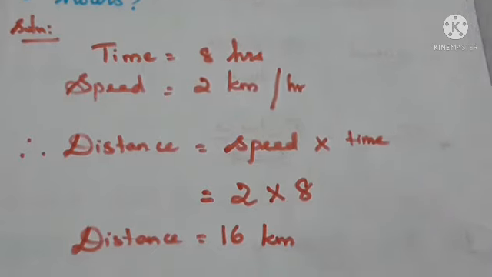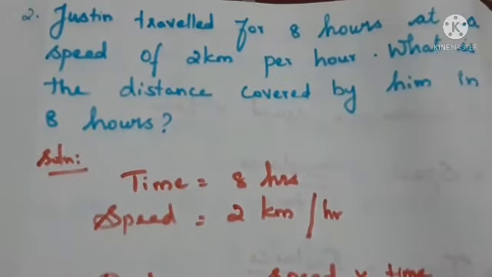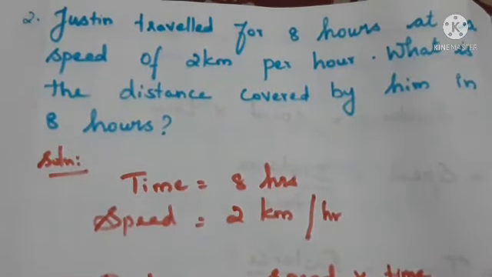See once again. A man named Justin is traveling for 8 hours at a speed of 2 kilometer per hour. At that speed he is moving from one place to the next place. We have to find out the distance covered by him in 8 hours. Within 1 hour he will travel 2 kilometers. We want to find out how much distance he will cover within 8 hours.